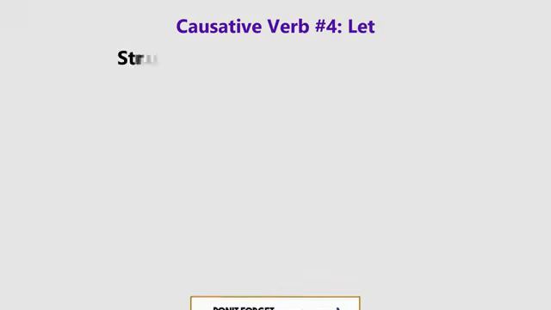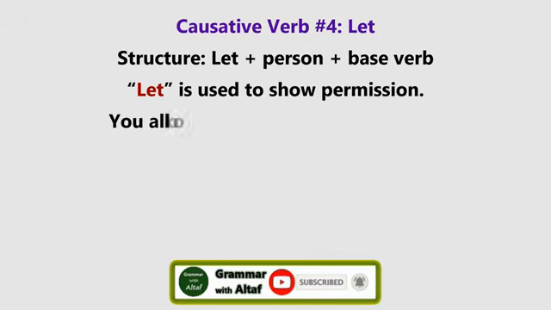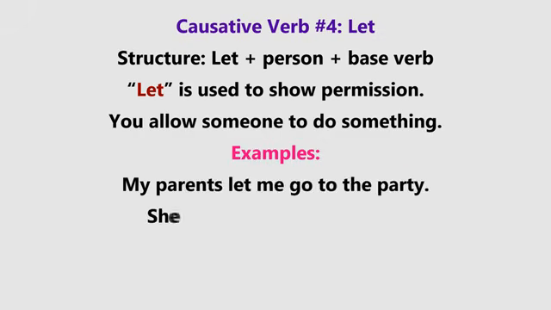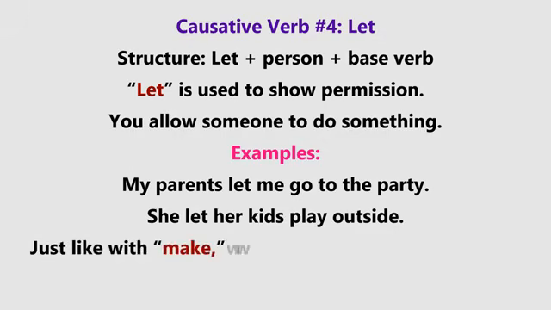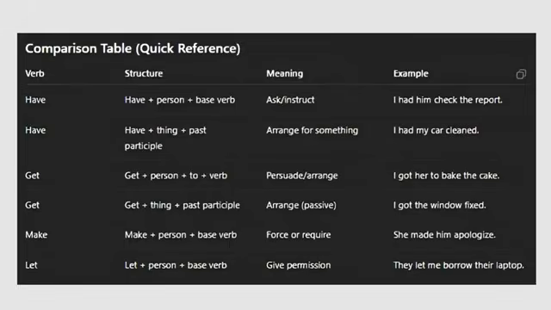Causative verb number 4, let. Structure: let plus person plus base verb. Let is used to show permission. You allow someone to do something. Examples: my parents let me go to the party. She let her kids play outside. Just like with make, we don't use to after the verb. So let means to allow, to give permission.